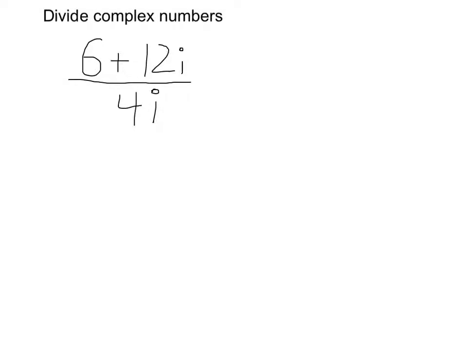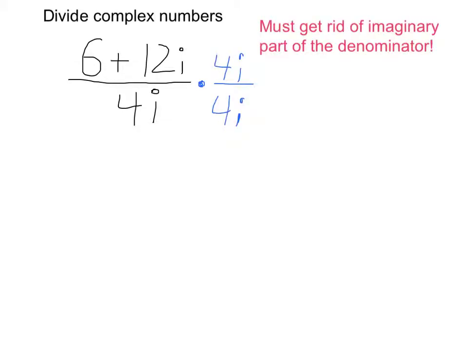When dividing complex numbers, you need to get the imaginary part out of the denominator. Similar to when you rationalize a denominator, you can achieve this by multiplying by a number equal to 1. In this case, I'm going to do 4i over 4i, and what that's going to do is when I multiply the 4i's by each other, it's going to make it into a real number again.